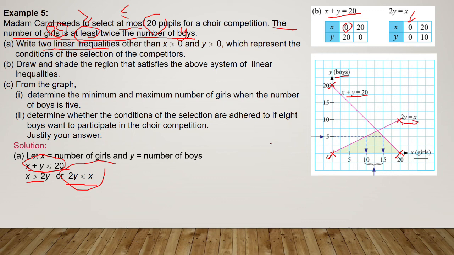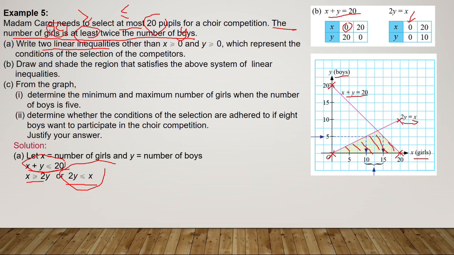Now, we are going to shade the region. Because x plus y is less than or equal to 20, it is the region below. And then for 2y less than or equal to x, also the region below, right? So the intersecting part is this region only for those two linear inequalities.